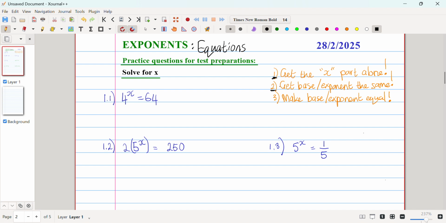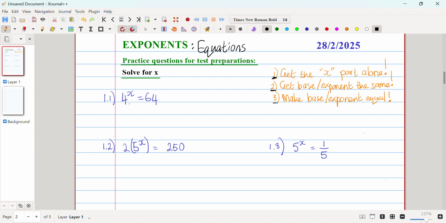Step number two is to get the base or the exponents the same. And then step number three, make the base or exponent equal. So I'm going to take us through step 1, 2, and 3, every single question. And yeah, why don't we just go ahead and we can see how we do it together.